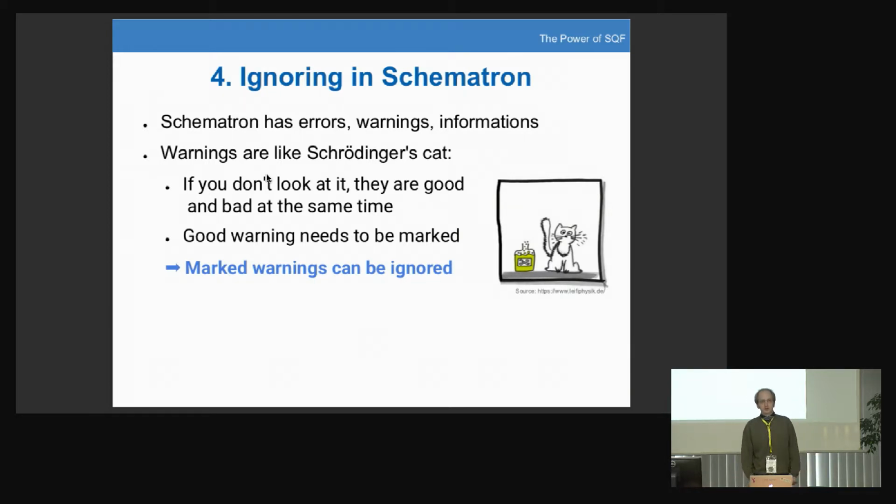And yeah, Schematron provides not only errors, you can not only declare errors in Schematron, you can also declare warnings and information. And a warning means that there could be a problem, but it doesn't have to be a problem. So in my view, a warning is like Schrödinger's cat. If you don't look at it, it's good and bad at the same time. And if you look at it and it's bad, it's good for you because you can fix it. But if it's good, then it's bad for you because you can't do anything. You still have this warning.